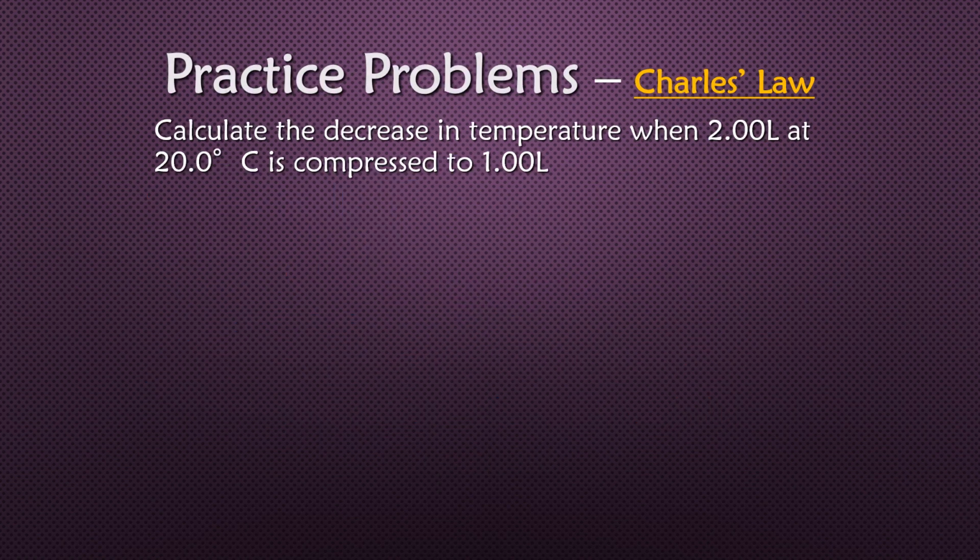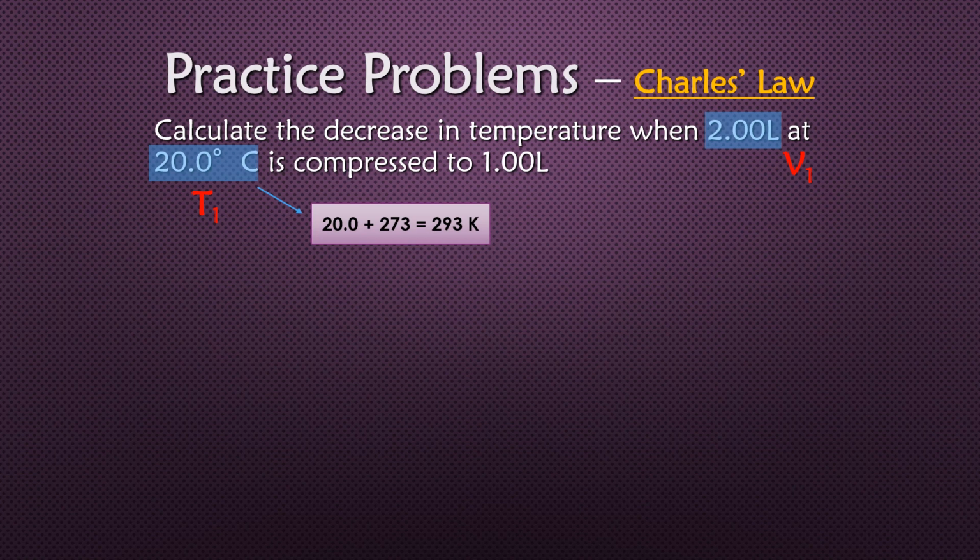So here's the question that we looked at for Charles' law. We see our first volume, we see the first temperature, and it says that the gas was compressed. But one thing to notice here is that the temperature that's given to us is in degrees Celsius. And remember, we discussed in the previous topic that the temperature of gases is always supposed to be in Kelvin. So we have to convert this degrees Celsius temperature into Kelvin.